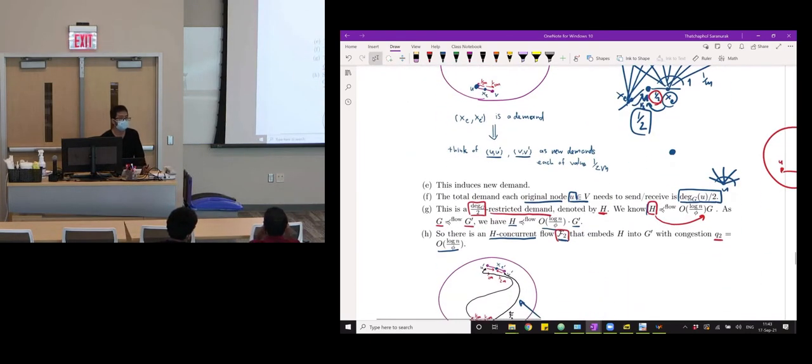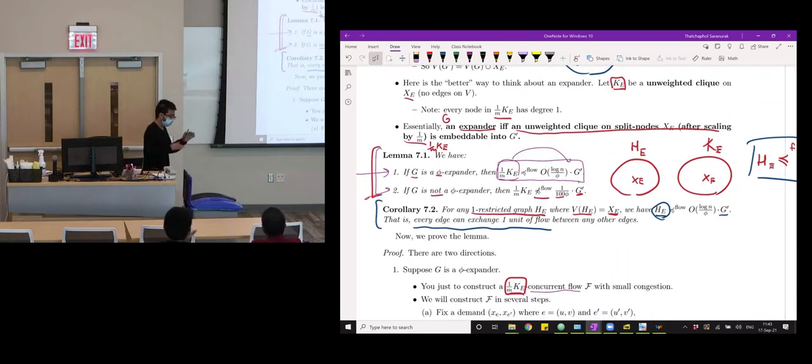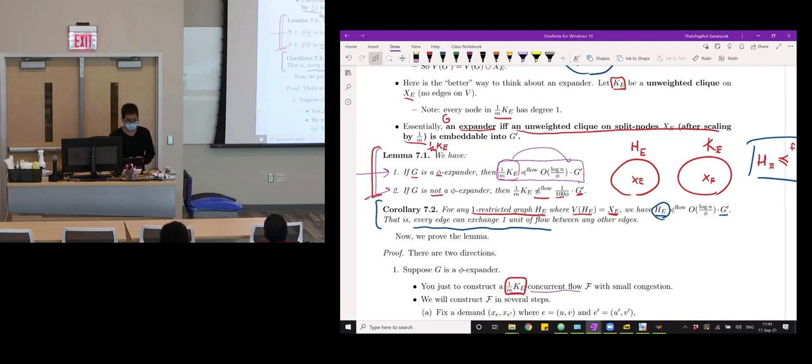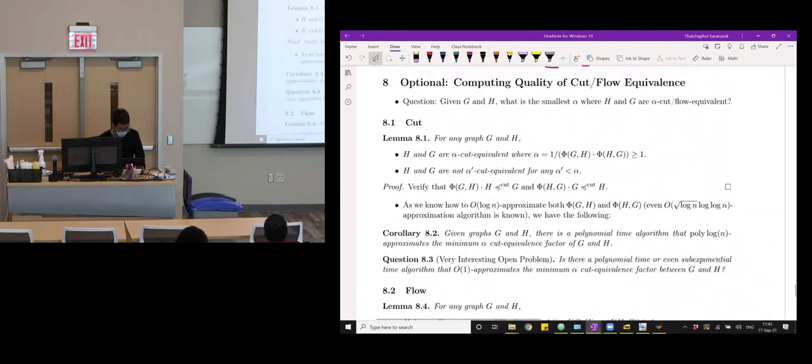So in that case, you are telling G is not a phi expander, but G prime can be an expander. No. G and G prime will be expanders, like the conductance of G and G prime will be almost the same, within constant factor. Am I addressing your question properly? Yeah. Okay. All right.